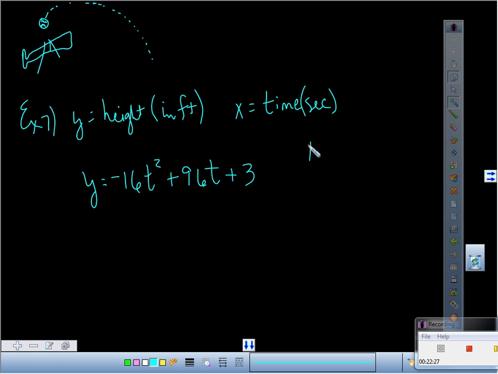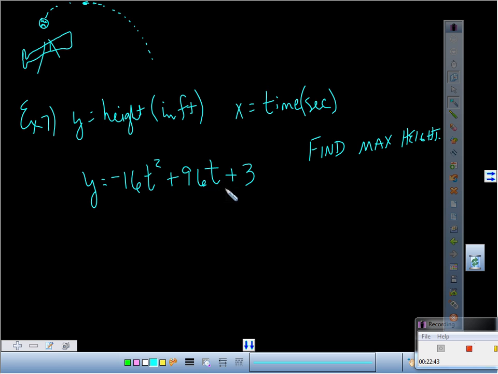Find the maximum height. But this has velocity. Oh, find the maximum height. Now, what am I looking for, guys? If I want this maximum height, where is it going to occur? At its vertex. So all I'm trying to do is find the vertex. Let's put it in vertex form, and then we can pop it out.